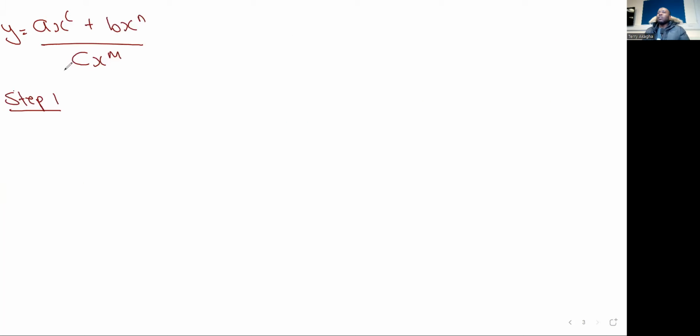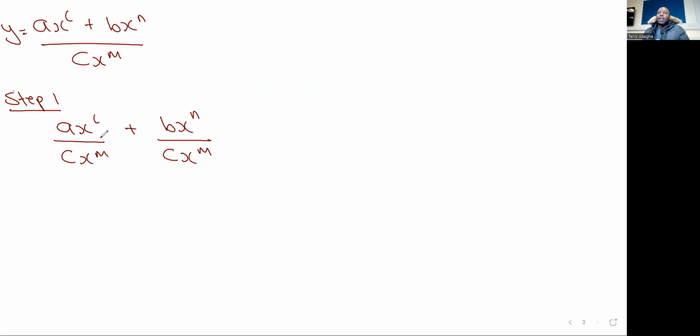So what we are going to do becomes ax^L divided by cx^m plus bx^n divided by cx^m. You have to split it. You can't differentiate it when you have a fraction like this, so you have to split it.